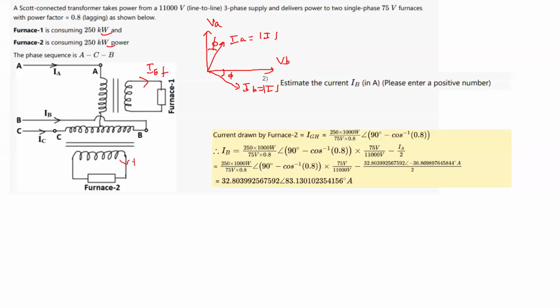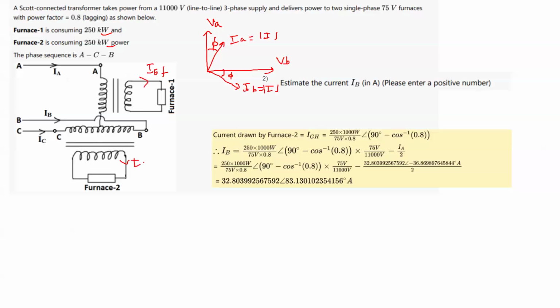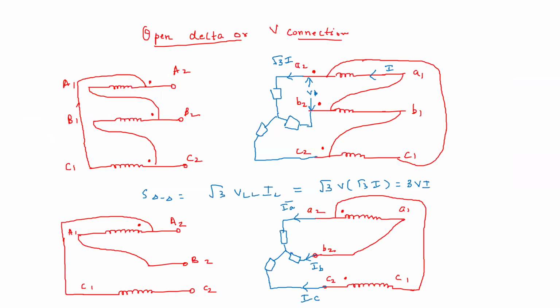this is IEF and this is something they have written, right? IGH. Okay. So this is IEF. This is IGH. And we know that when we give two-phase balanced loads to these two-phase voltages, the currents which we get are balanced, right? We have seen that also.